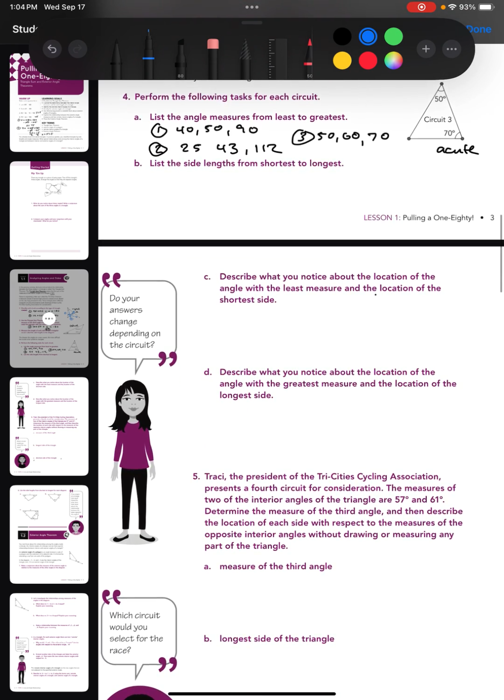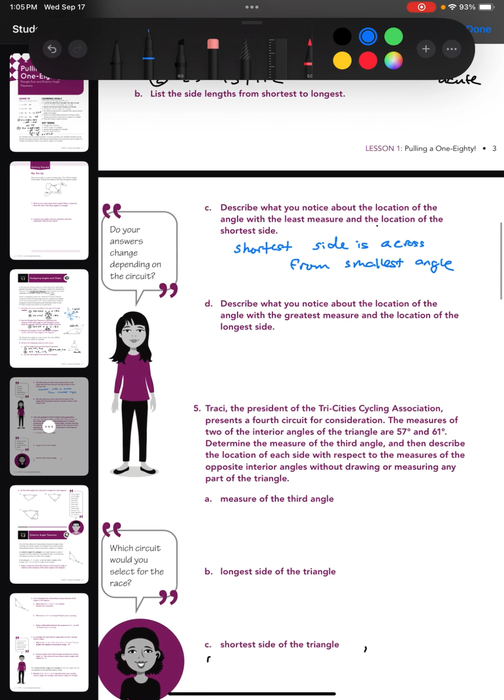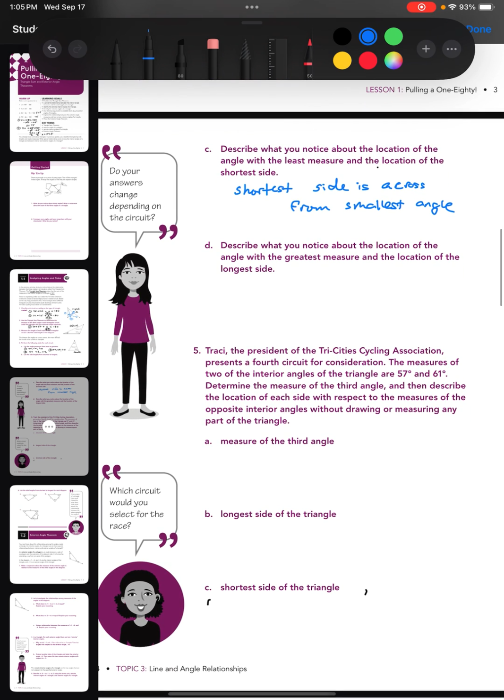So C, describe what you notice about the location. It's what we were just talking about. The shortest side is across from the smallest angle. Okay, D is the opposite. What do you notice about the location of the angle with the greatest measure? So the largest side is across from the angle with the biggest measure.